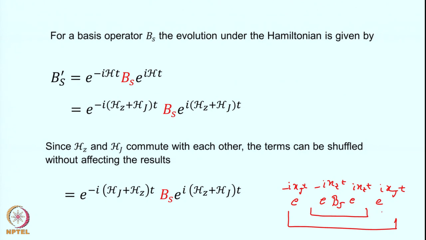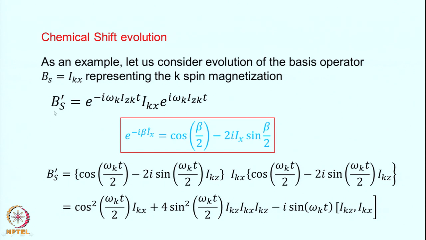For this, we take an example of I_kx. Let us say Bs is equal to I_kx, and we will calculate the chemical shift evolution, that is, under the influence of the Hamiltonian Hz. So Bs prime will be e to the minus i omega_k I_zk I_kx e to the i omega_k I_zk t. Be careful that I have used zk and kz, and they get mixed up here, but essentially you mean the same thing.